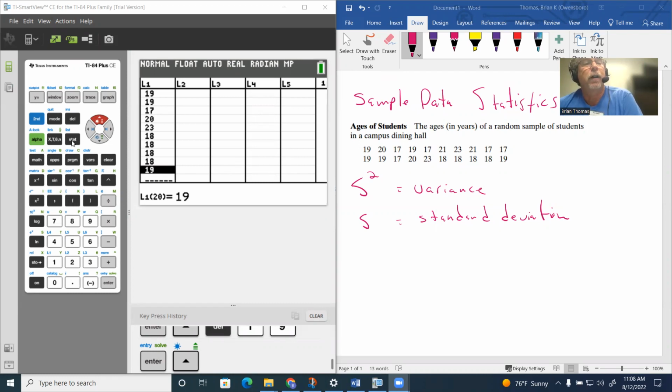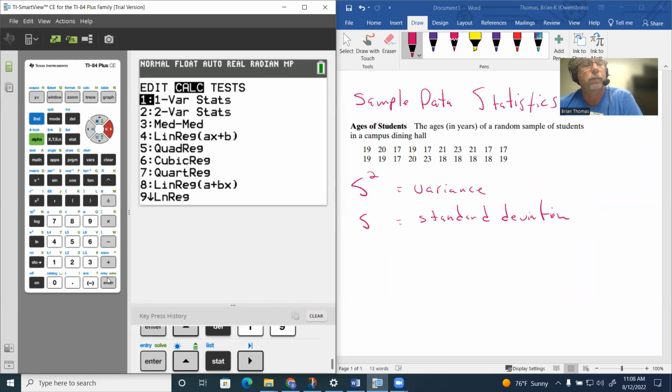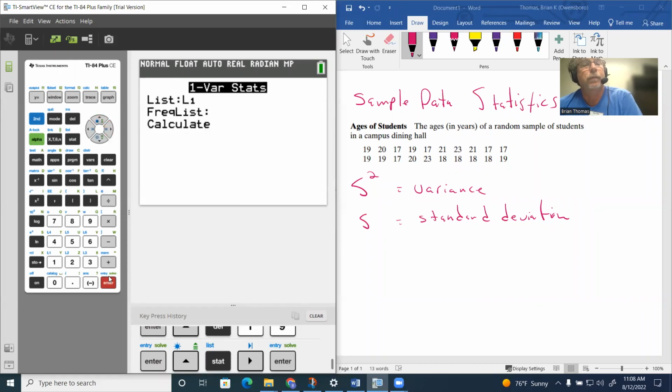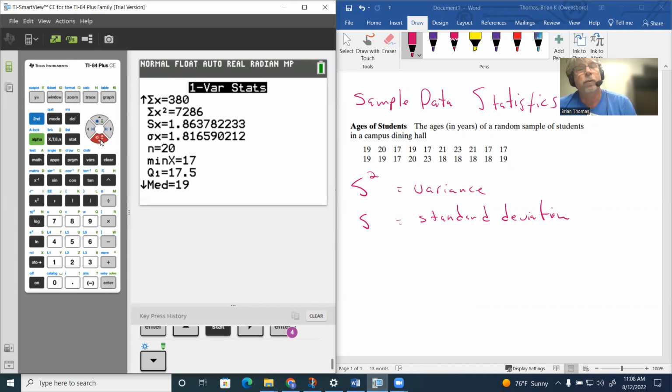So now if I go to stat and go to calculate, again, this is going to be my mean, this x bar. That's usually a sample statistic. Notice that variance is actually going to be this S squared and standard deviation is going to be this S when we work with sample data.